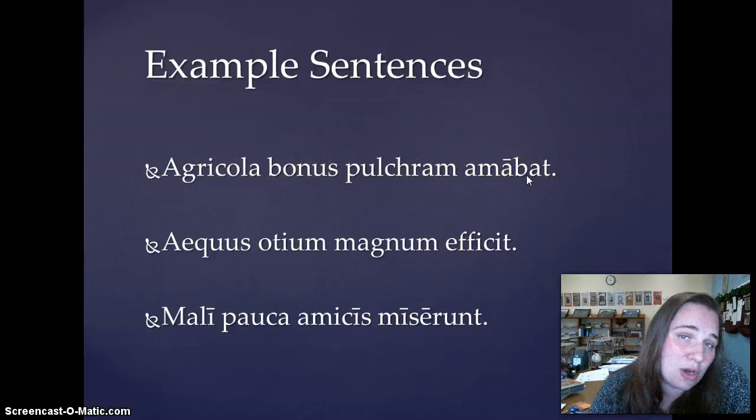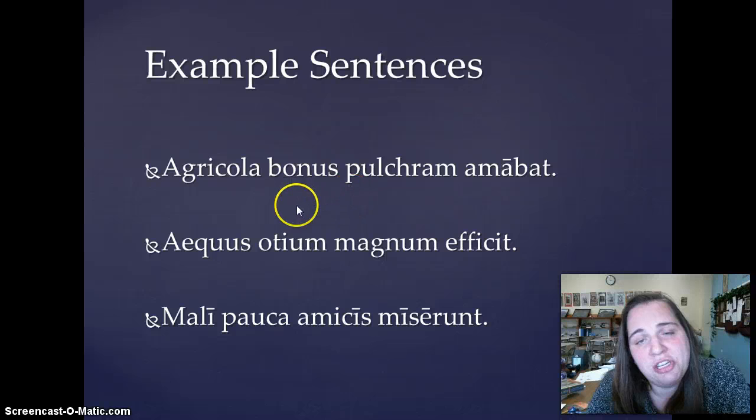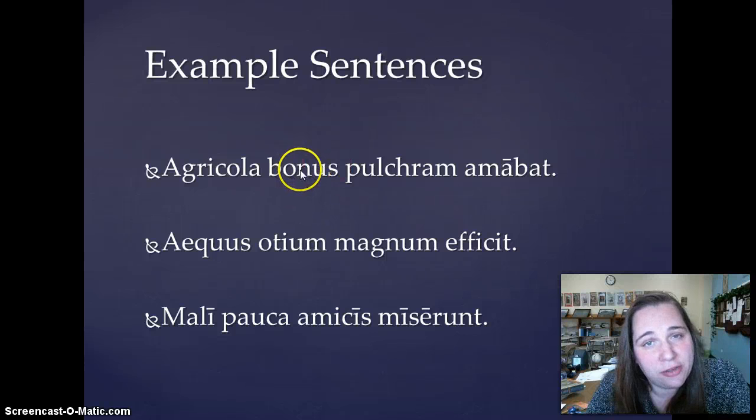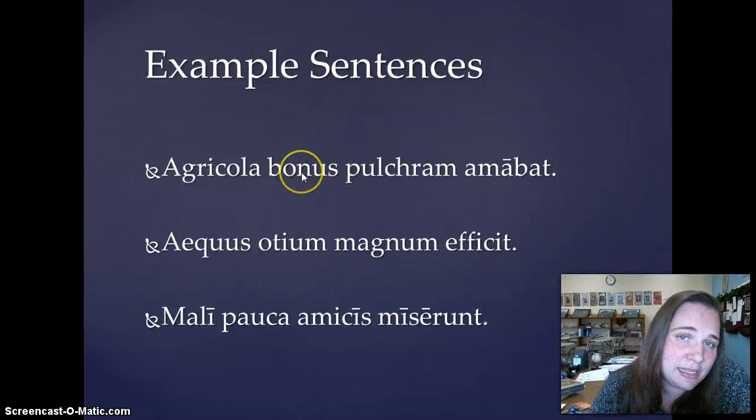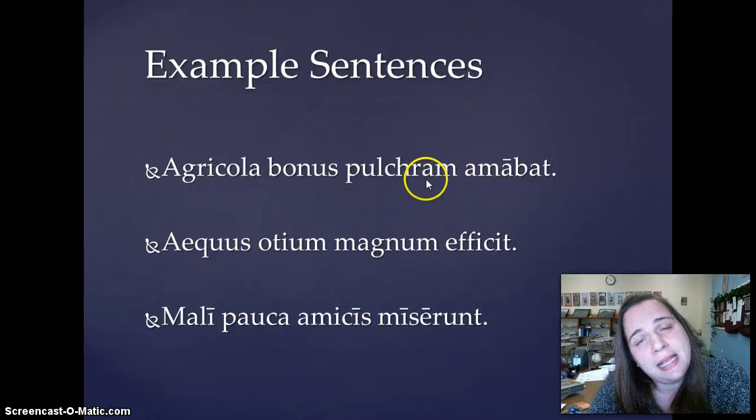Now, the last thing we need to do is just look at some examples of how substantive adjectives are going to work within a sentence. So, for example, Agricola bonus pulchrum amabat. We have two adjectives in the sentence, bonus and pulchrum. Bonus, that us ending tells us that it's masculine singular nominative. Is there a masculine singular nominative for bonus to be describing? Oh, yes, there is. Agricola, right? Agricola is masculine singular nominative. The second adjective we have is pulchrum, feminine singular accusative.